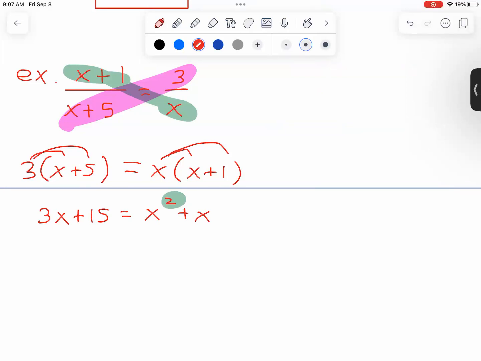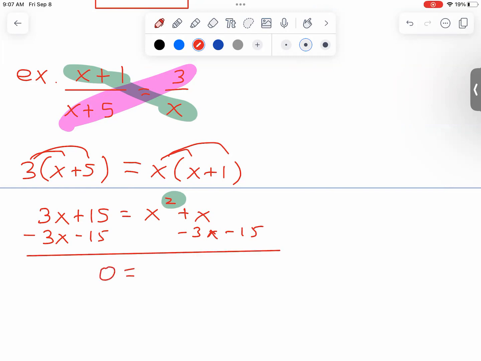I'm going to move everything to the right-hand side. So I'll do minus 3x and minus 3x, and minus 15 and minus 15. Okay, so now I have 0 on the left-hand side, and on the right-hand side, I get x squared, and x minus 3x is minus 2x, minus 15.